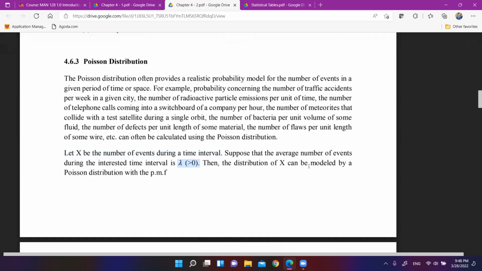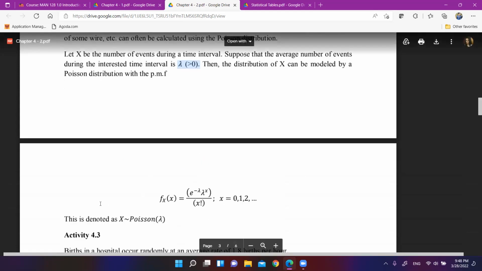When the distribution of X can be modeled by a Poisson distribution with this PMF.